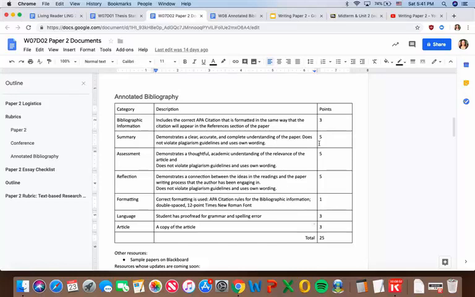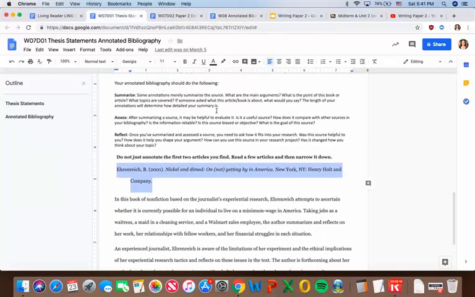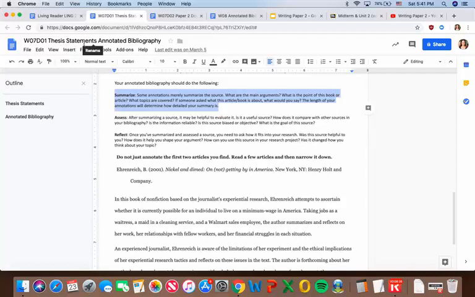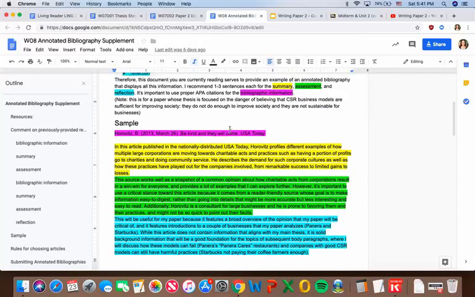It's great. That's met. The next part is going to be a summary. And what I've written here, number 5, for 5 points, is that it demonstrates a clear, accurate, and complete understanding of the paper, does not violate plagiarism guidelines, and uses your own wording. So that's some of the criteria that you're going to be following. The other criteria that you want to think about following, I'm not going to read it out here, but if you want to go look at the paper that has that information, you can just go look at the thesis statements or the annotated bibliography portion of this handout that was passed out, and find that summary, what it says, what some of the questions you can use to help guide your thinking when you're writing the summary portion of your annotated bibliography.